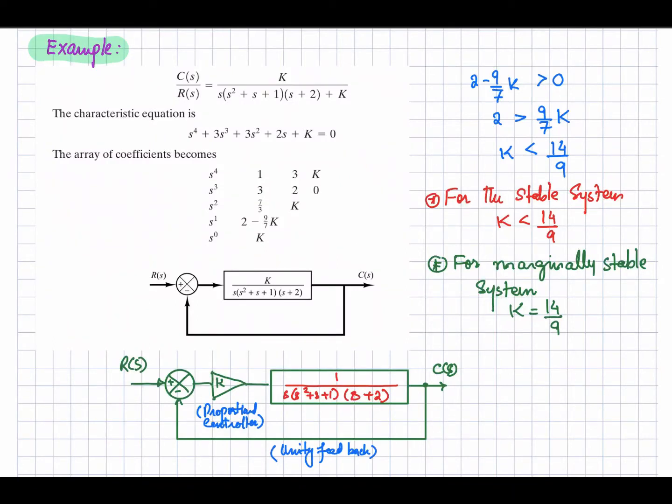Bismillahirrahmanirrahim. Let us discuss some examples related to the Routh-Hurwitz criteria and how that can be used to determine the gain of a transfer function.